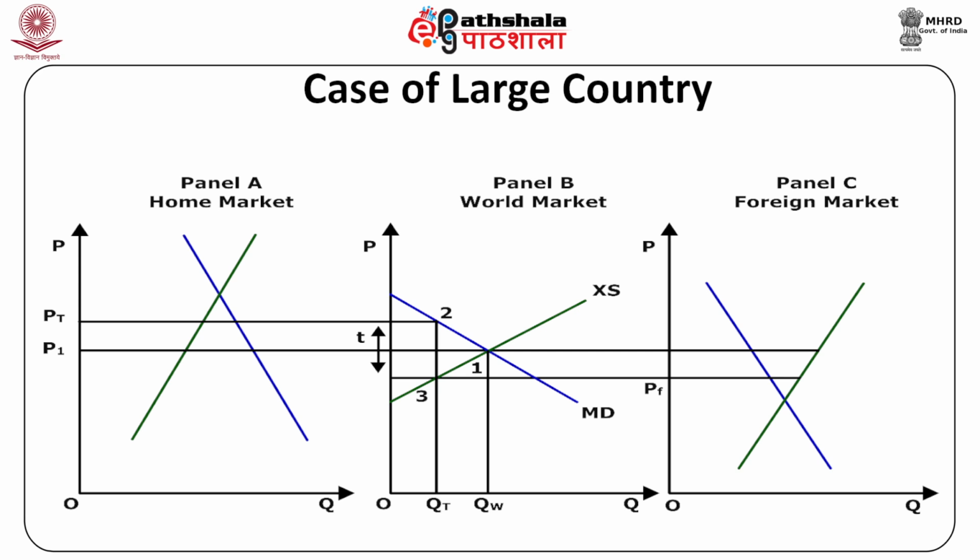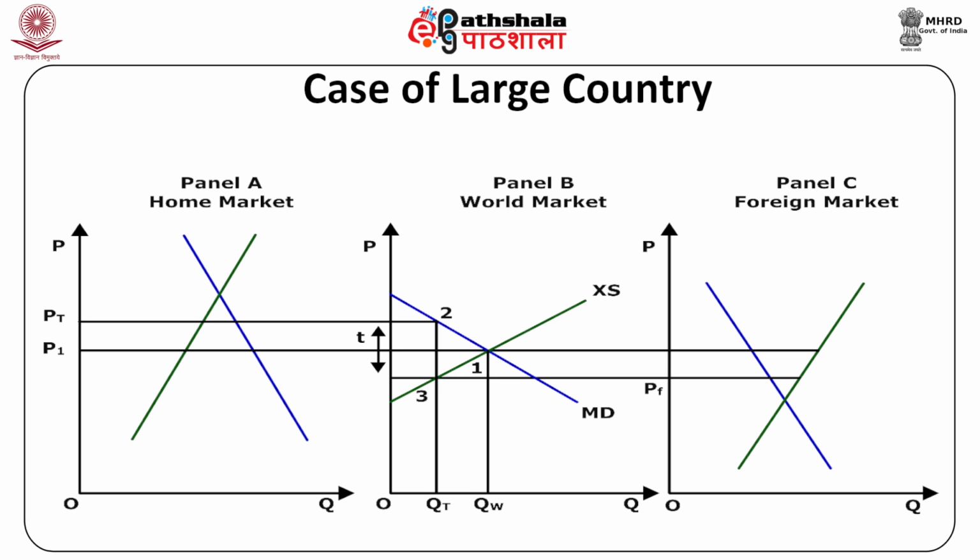As we can see in the figure, there is a movement from point 1 to point 2 on the MD curve. Similarly, the lower price in foreign leads to an increase in demand and a decrease in supply, as seen in the move from point 1 to 3 on the XS curve. Thus, the volume of trade declines from QW to QT.